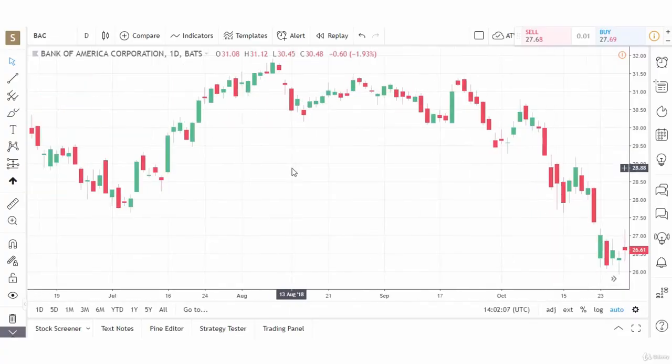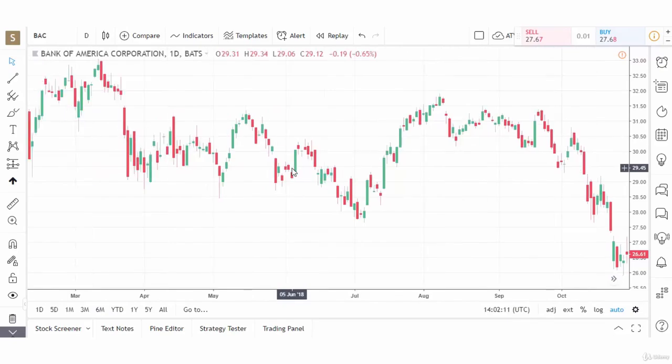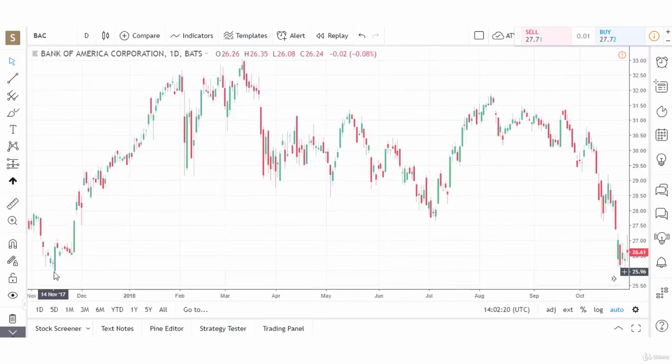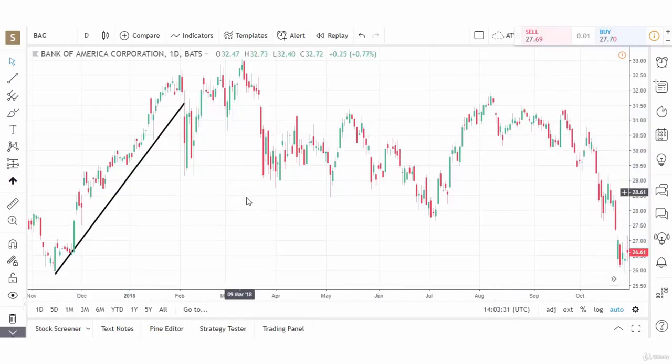Now let's take a look, again using Bank of America. I'm going to zoom in, and we'll look at some trends in the stock. At the beginning of this chart now, in November of 2017, we have an uptrend in the stock. I'm going to draw a trend line here. So we have the stock moving up in an uptrend. Then the stock moves in a consolidation pattern. And I'll draw a support line.